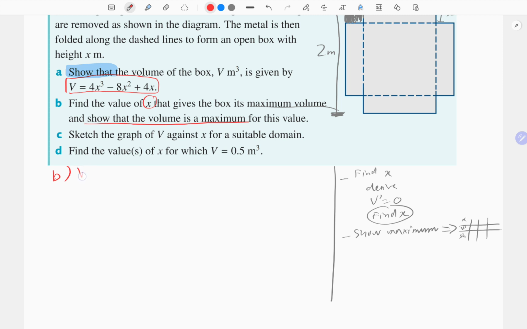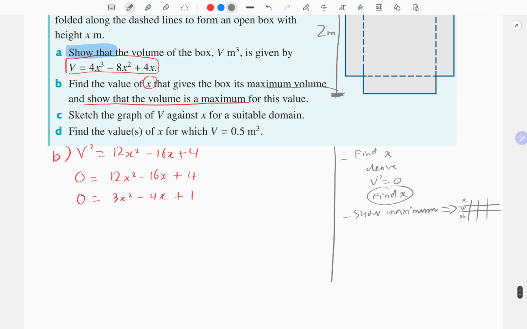First, we need to differentiate: v dash equals 12x squared minus 16x plus 4. Set that equals to 0, so 0 equals 12x squared minus 16x plus 4. Divide both sides by 4. That will be 0 equals 3x squared minus 4x plus 1. Let's try the ACB table on this side. AC equals 3 and add up to negative 4. Yep, we can factorize it. It's negative 1 and negative 3.